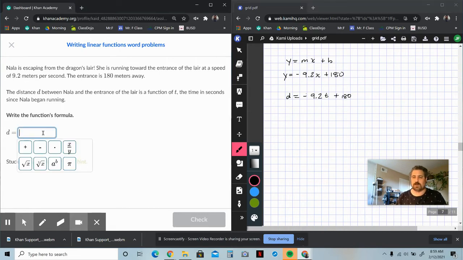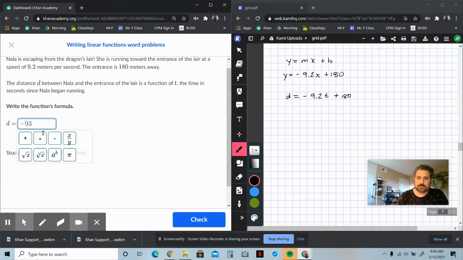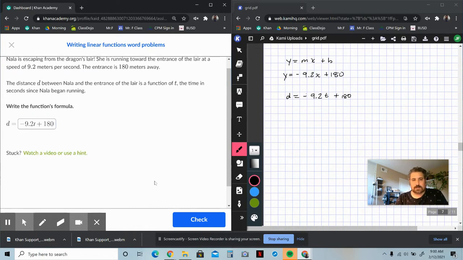So, okay, let's write it in. Minus 9.2t, and then plus 180. And the reason that we did the minus 9.2 instead of the positive 9.2 is because her distance from the entrance isn't increasing, it's decreasing, right? She's getting closer and closer to the entrance. And so that's that.